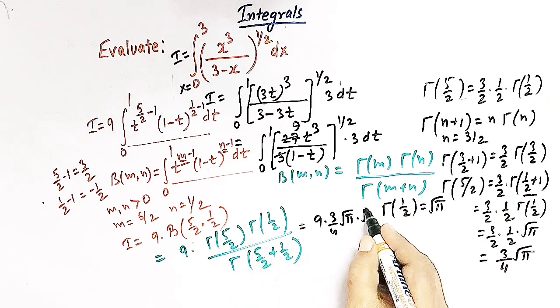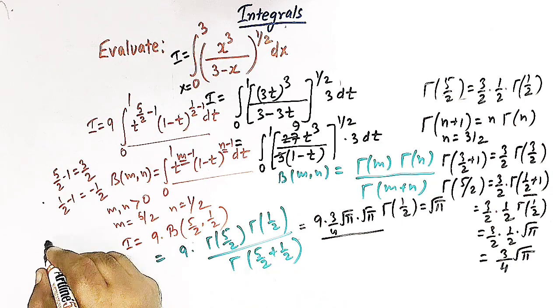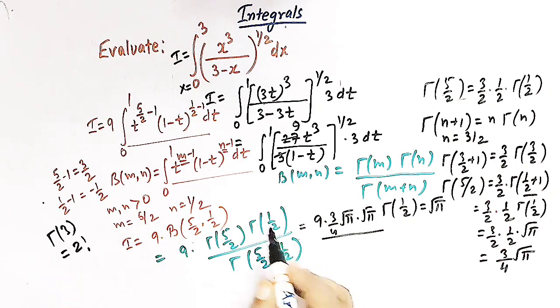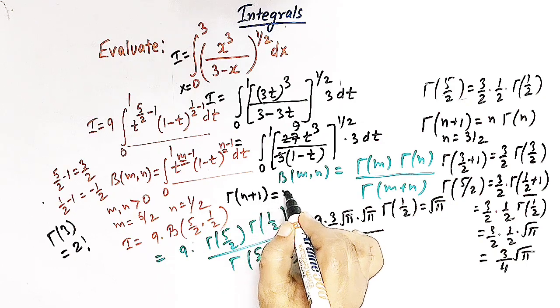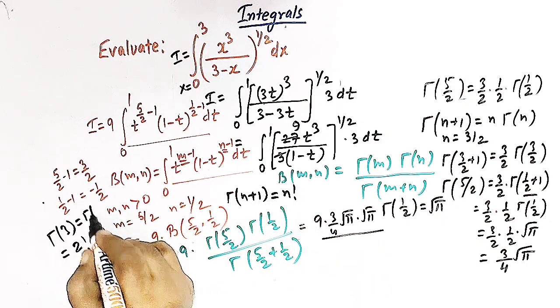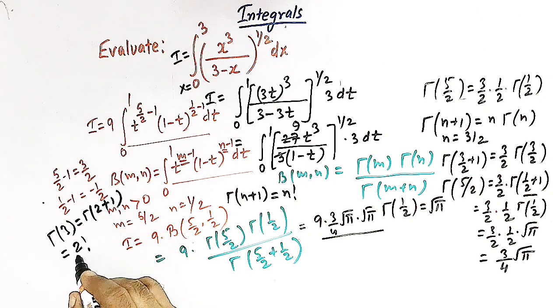So here gamma 5 by 2 is now equal to 3 by 4 times square root of pi, and here gamma half is square root of pi, and in the denominator we have 5 plus 1 is 6, 6 over 2 is 3. So gamma 3 is given by 2 factorial, because we know that gamma n plus 1 is equal to n factorial, right? So gamma 3 can be written as gamma 2 plus 1. So here n is 2. So we have 2 factorial, that is simply 2.